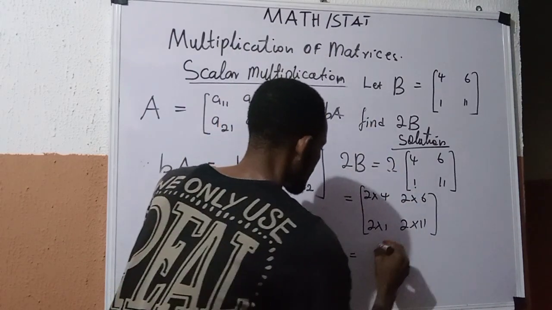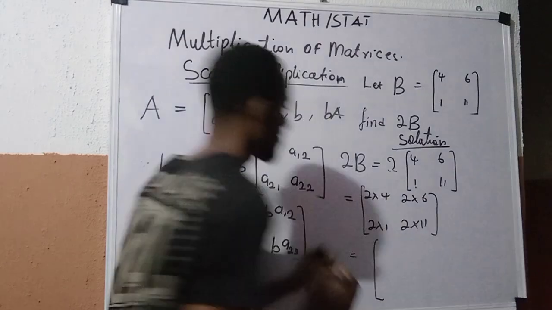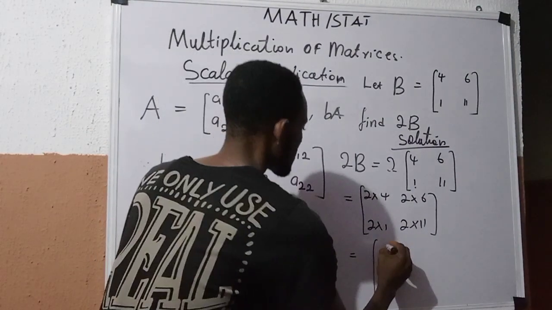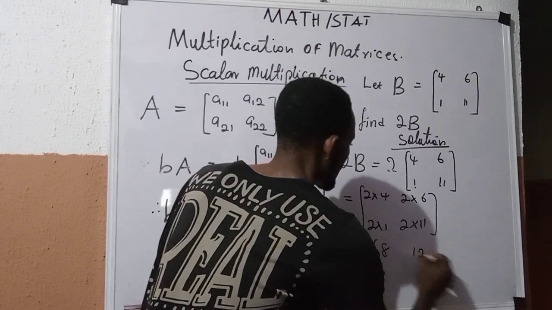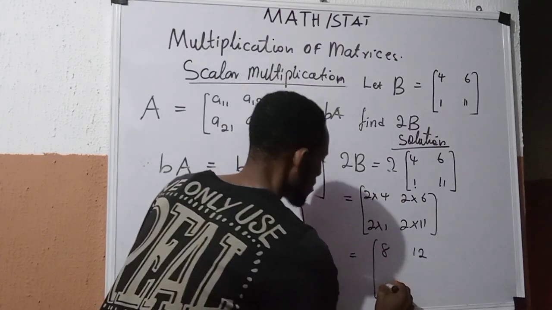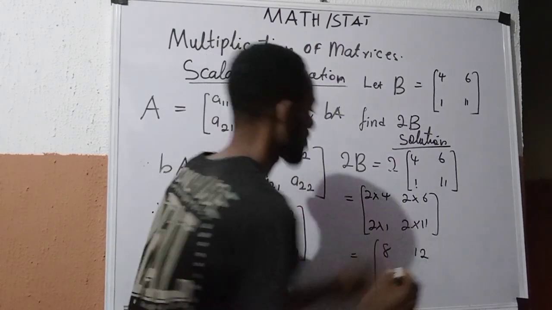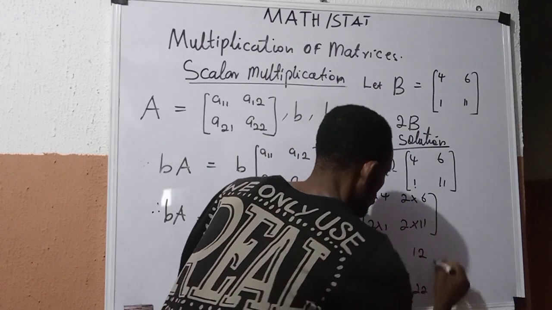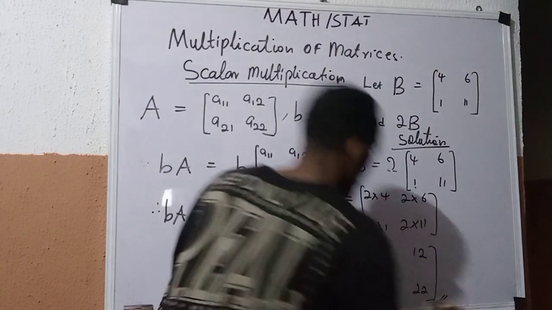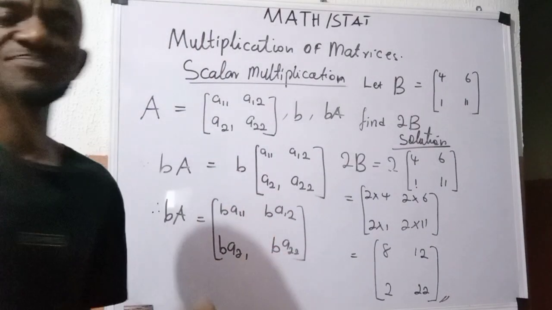So this equals, finally, 2 times 4 is 8. 2 times 6 is 12. 2 times 1 is 2. And 2 times 11 is 22. And this becomes the answer.